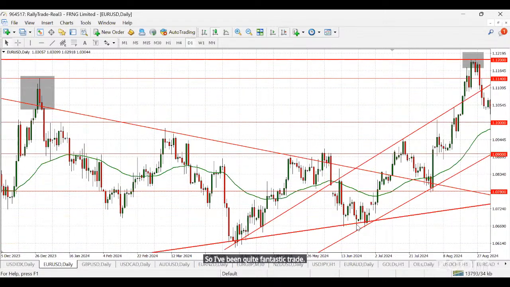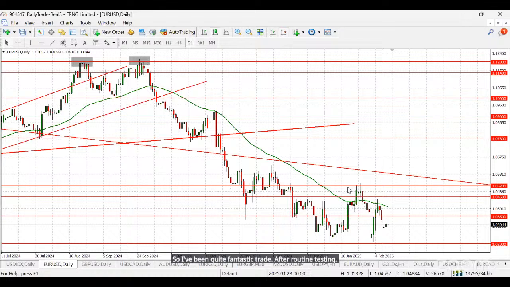After retesting 1.052 level. Now, initially, we're looking at 1.035 and 1.046 levels. Of course, we got some range around those two levels. Okay.